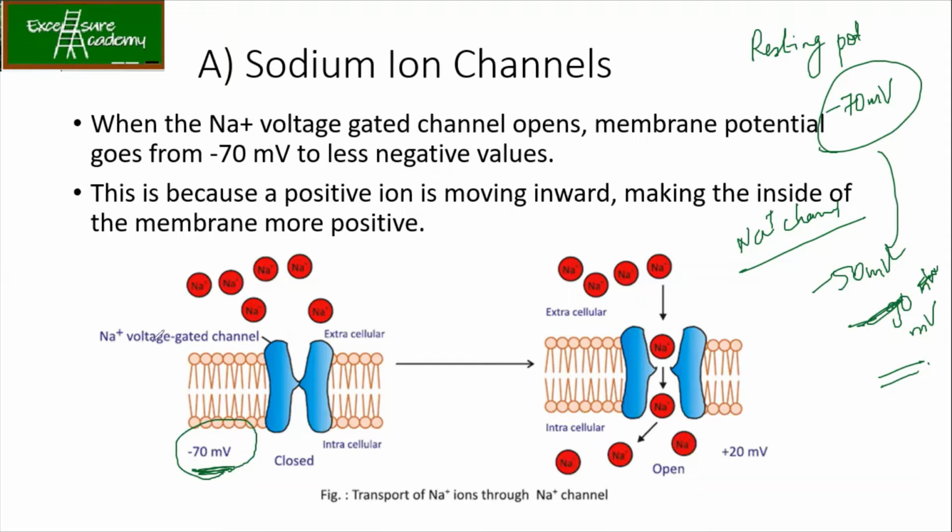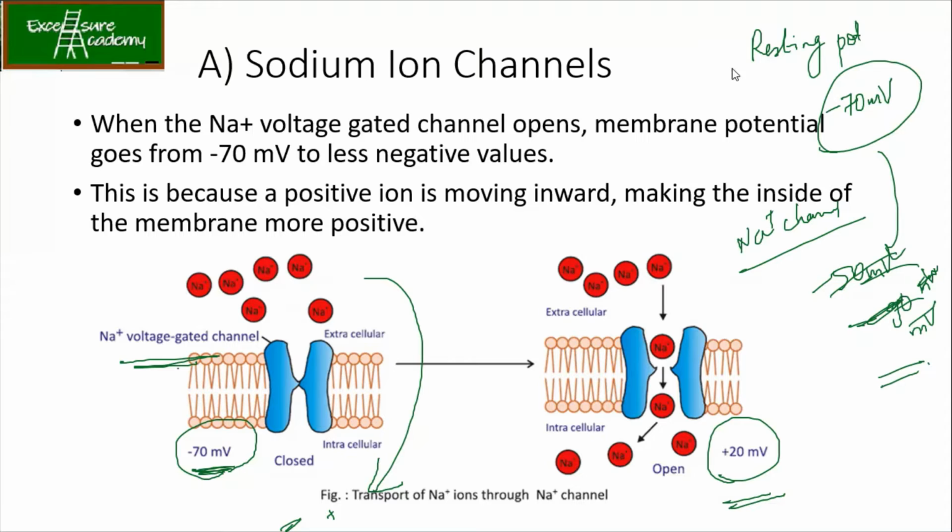Now, when the Na plus voltage gated channel gets opened up, what is happening? The positive ions are coming inside. So when it is negative and positivity increases, what is happening? The negativity is getting decreased. Here the example is given that from -70 millivolt, it is becoming +20 millivolt. Is this much clear? The more Na plus comes in, the more your membrane potential will rise. Correct? Yes, clear.